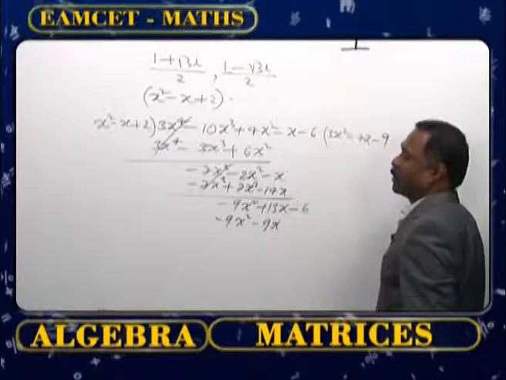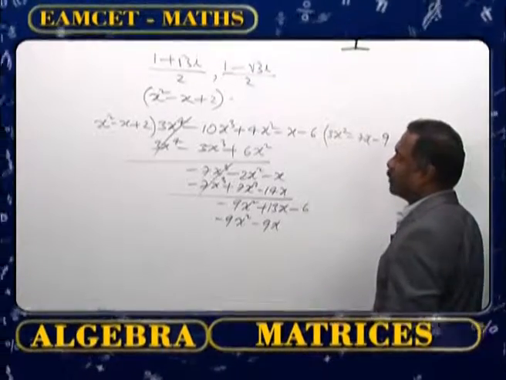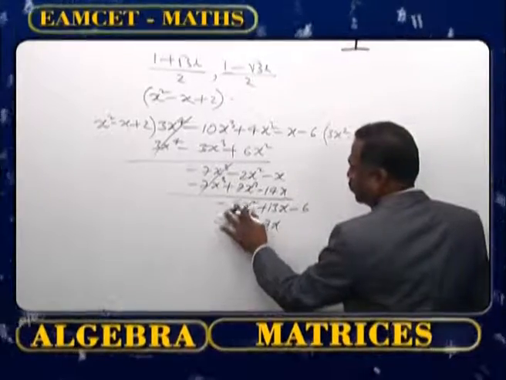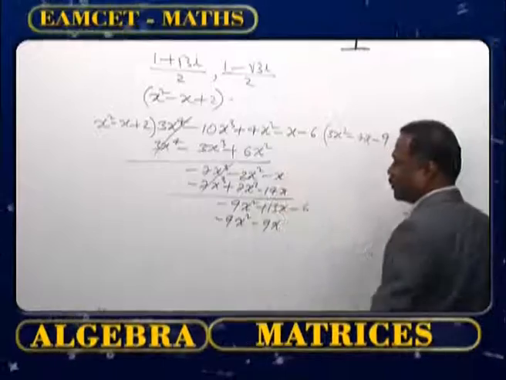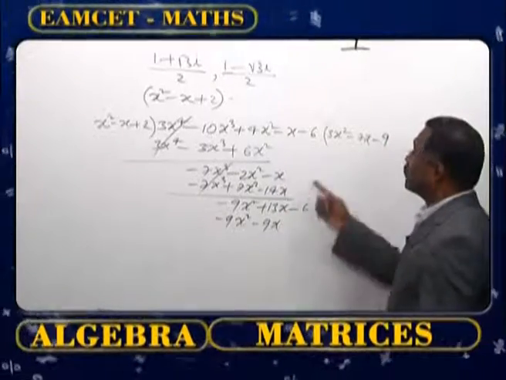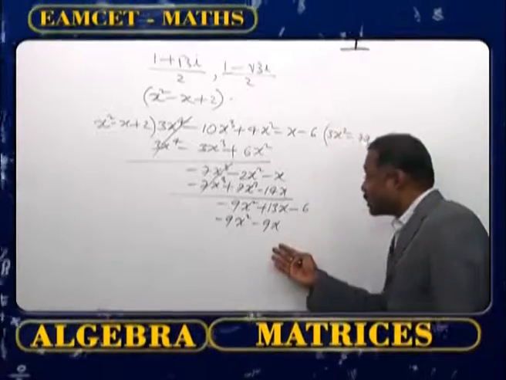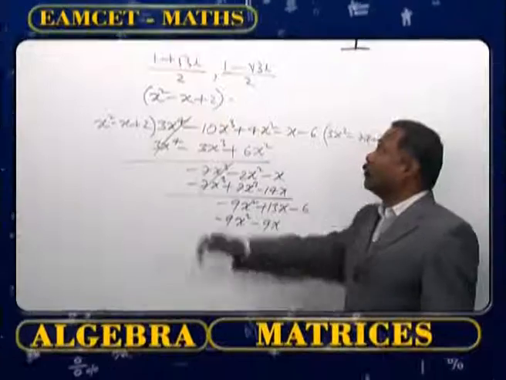Minus 14x is correct only, and minus 14x is this one. If you subtract, you'll be getting minus 9x square. It's correct only on subtraction, and it is 13x, and minus 6 is brought down. Then you must get 0 as the remainder, because it is given to be a factor. 0 must be the remainder.